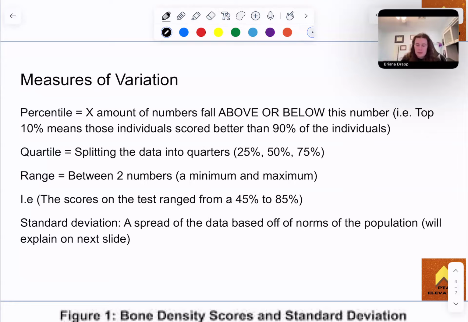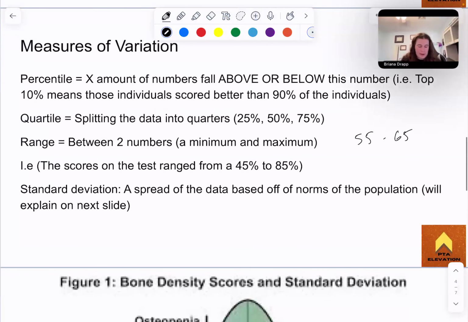Range would be between two numbers. So again, if we're seeing that most people who have arthritis pain have it onset between 55 and 65. Cool. Awesome. Just throwing out numbers out there. That's what that means. So again, scores range from 45% to 85%, stuff like that. Standard deviation, this is where it gets a little confusing. So if you're like, Brie, this has been easy so far, let me explain what this means.